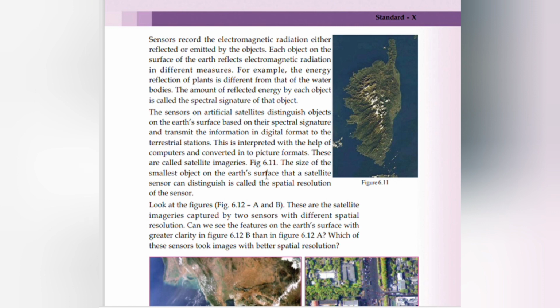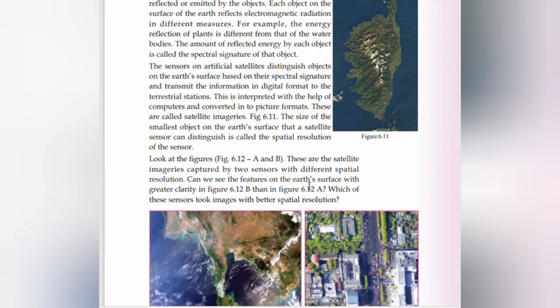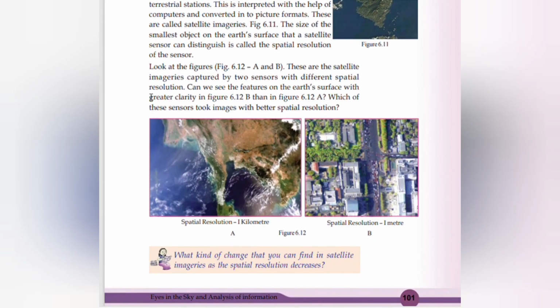The size of the smallest object on the Earth's surface that a satellite sensor can distinguish is called the spatial resolution of the sensor. Look at the figures. These are the satellite imageries captured by two sensors with different spatial resolutions. Can we see the features of the Earth's surface with greater clarity? Sensors take images with the help of spatial resolution.